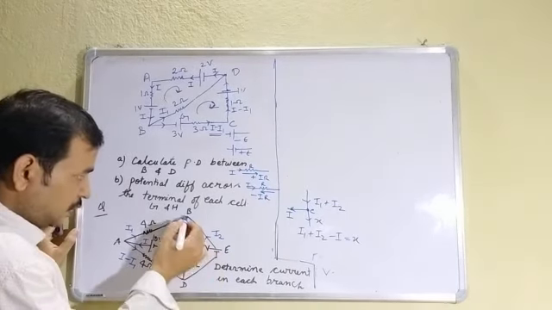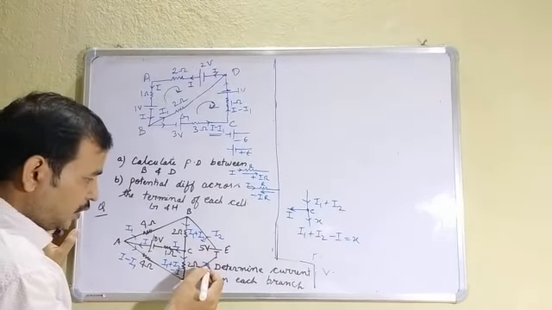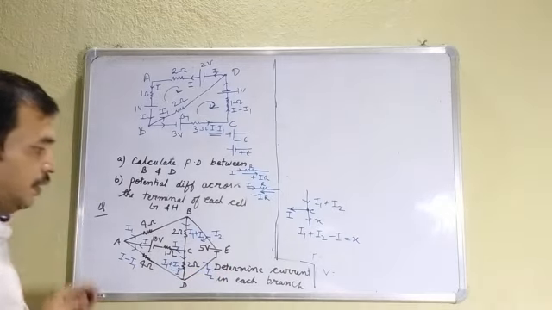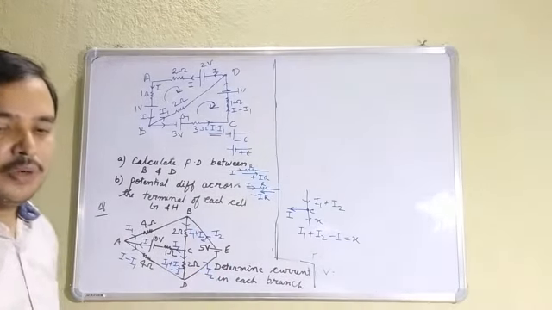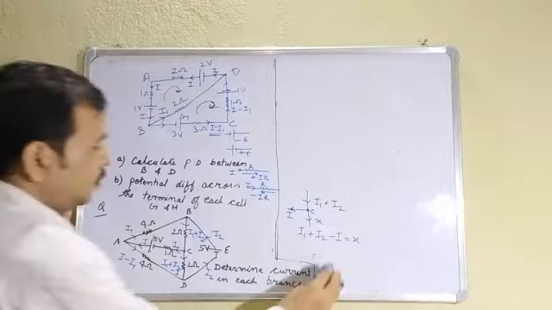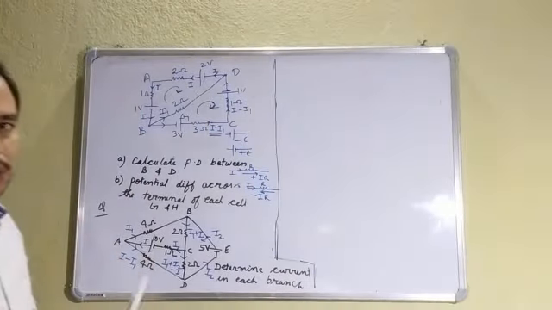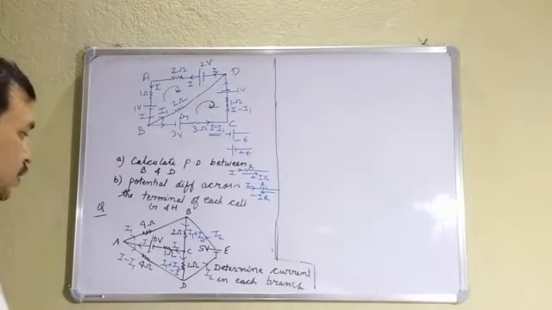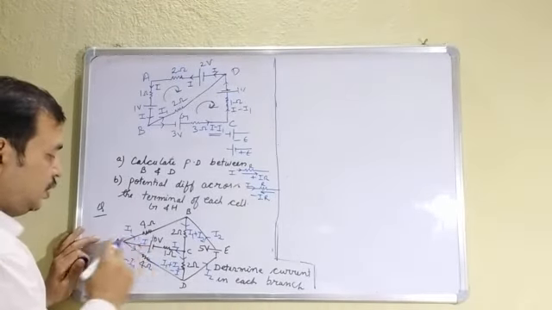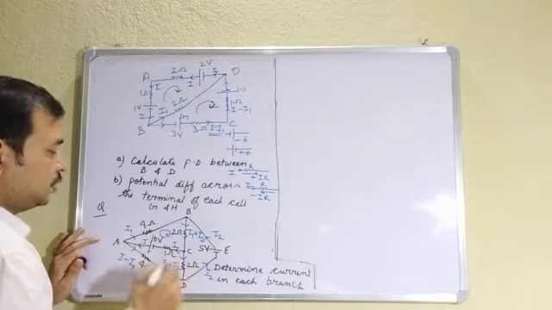I2 current was leaving the cell E, so I2 current will also enter. So this is the distribution of current. Now you will solve. I will write the equation and you have to solve it yourself because the solution takes a lot of time. So first you take the loop A, B, C, D.